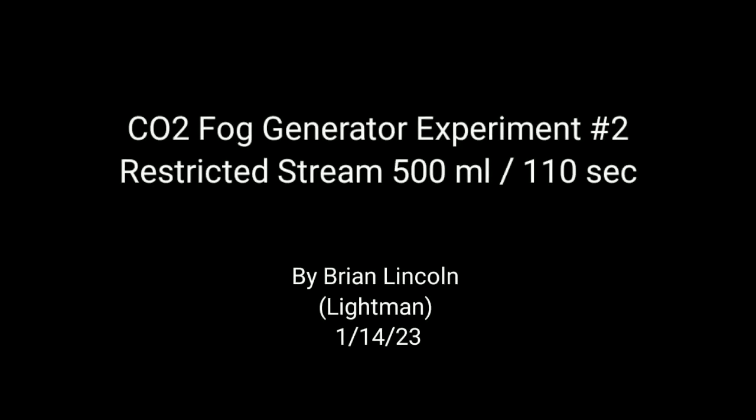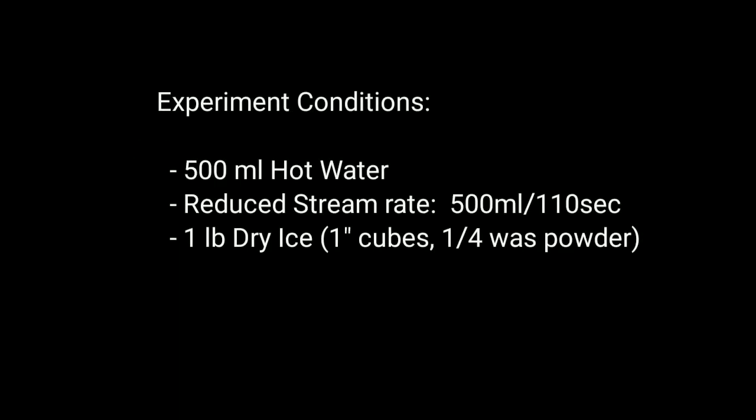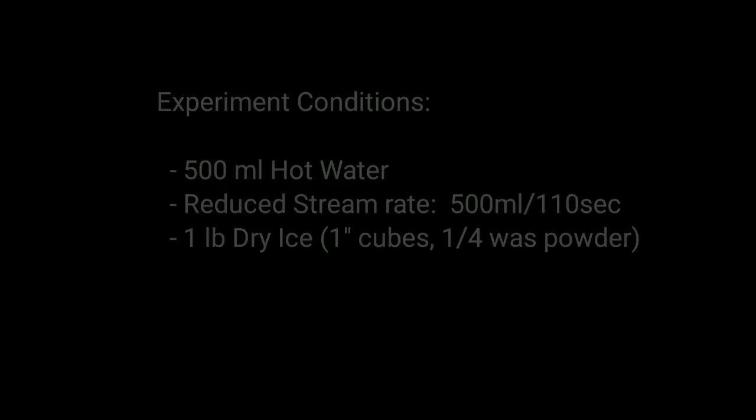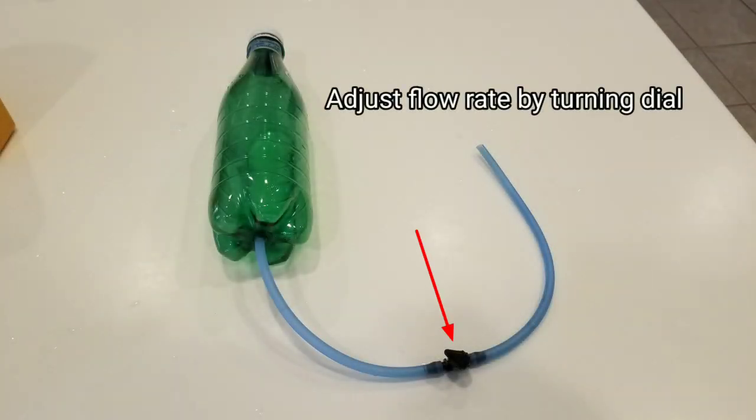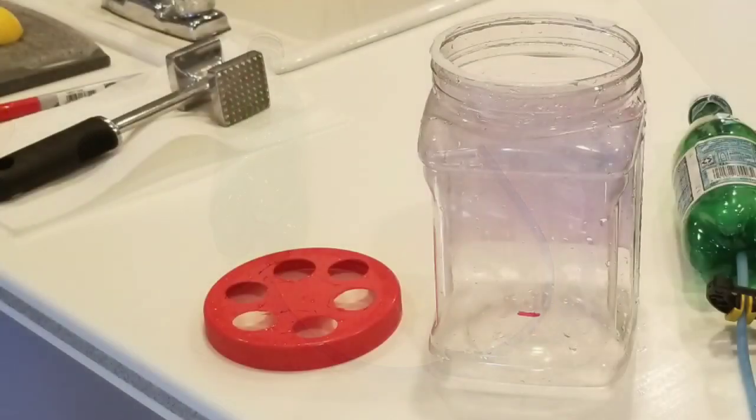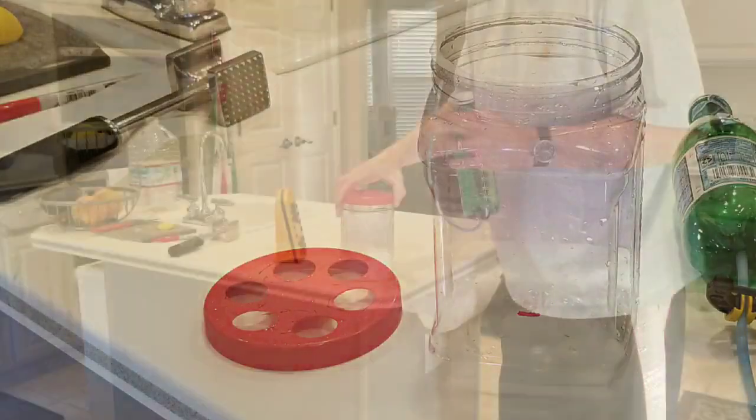This is Brian Lightman to talk to you about experiment number 2 of the CO2 fog generation. The conditions of this experiment are shown here. We're using a reduced stream rate. To accomplish this, I've used a restrictor valve as shown here. No changes were made to the reactor chamber.